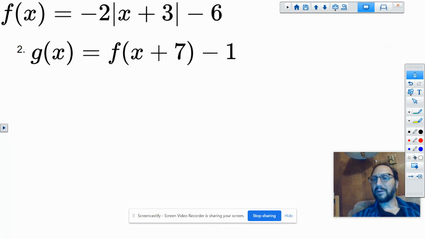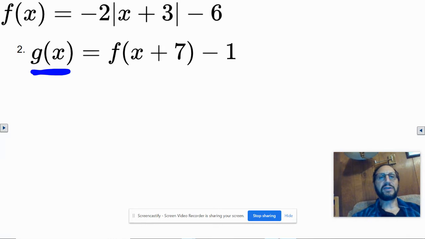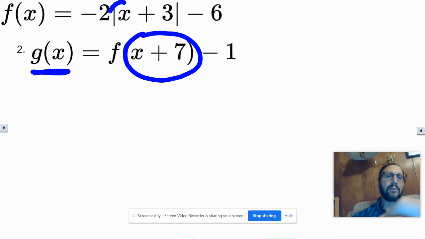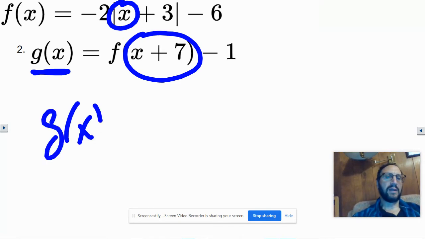Then we have another way of doing these things too. This would be making a new function g of x by just using functional notation. So in this one, what's going to happen is we're going to take this thing inside and replace it for x. That means we're going to shift this to the left 7, and then we're going to subtract 1 after we're all done. So this one might be easier.